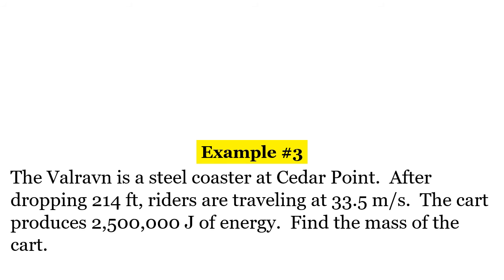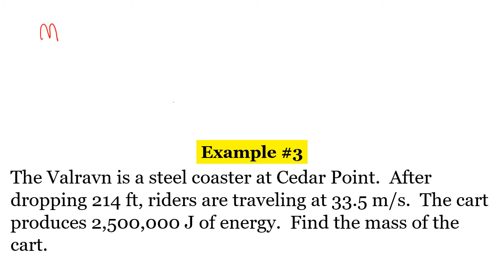In our final example here, we're solving for the mass. It says the Valraven, that's how it's pronounced, is a steel coaster at Cedar Point. After dropping 214 feet, riders are traveling at 33.5 meters per second. The cart produces 2,500,000 joules of energy. Find the mass of the cart.